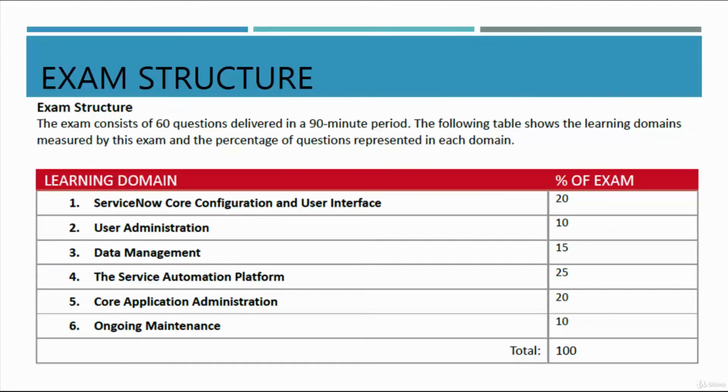Here's the exam structure. So it consists of 60 questions primarily delivered in a 90-minute period. The table shows different learning domains, and we'll be covering each of these domains within this course, and I'll demonstrate by hands-on tutorials how to configure users, for example, how to add users, how to perform user administration, data management, the service automation platform, core application administration, and then ongoing maintenance as well. So the exam is basically broken down into different percentages. So this gives you an idea as you prepare for this exam, you have an idea of how many questions will come from which learning domain.